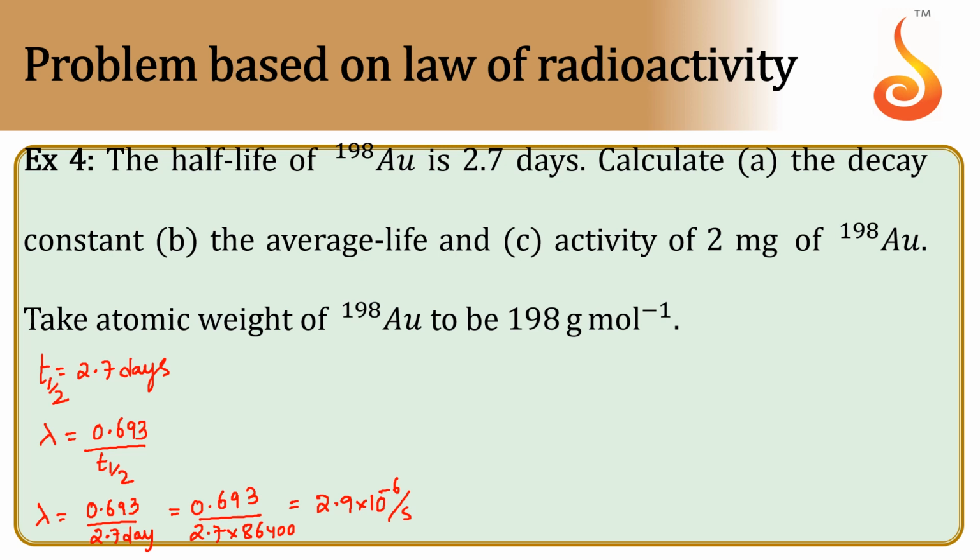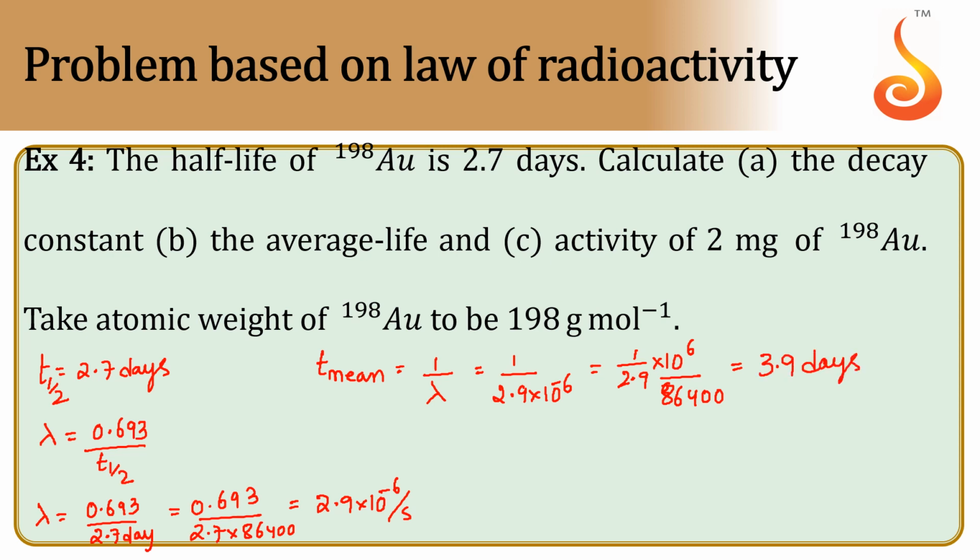Now we need to calculate average life. So T mean is equal to 1 by lambda. So 1 by 2.9 into 10 power minus 6. Let us convert this in terms of days. So 1 by 2.9 into 10 power minus 6 will be in seconds. If you want to convert into days, we have to divide with 86,400. So the final value we get is 3.9 days.